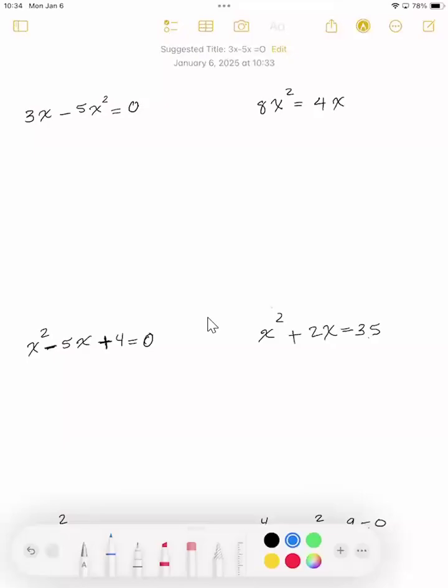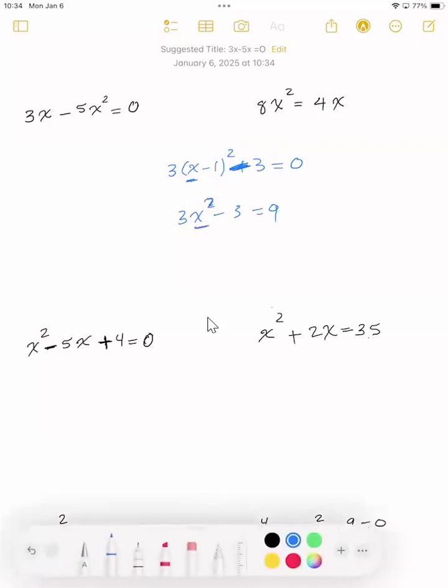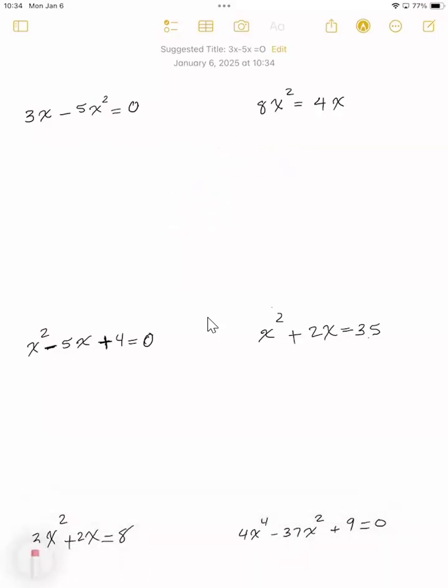So we are going to go over how to solve equations that have more than one x term. So far I showed you how to solve an equation like this where you have only one x term, or like this, or like this, where you have only one x term. But now we have equations that have more than one x term.